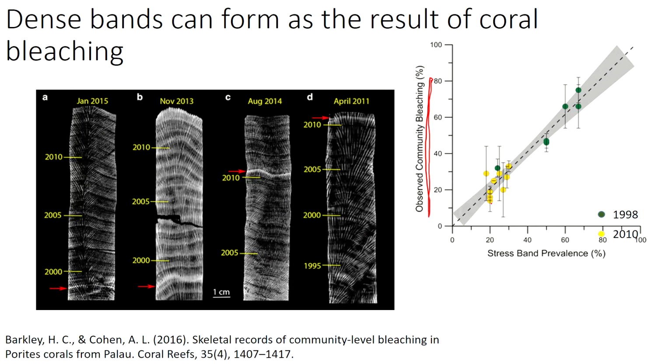And then some years later, people have gone along and taken these coral cores and looked at the occurrence of these high density bands within the corals. And we can see that there's actually a really good correlation between the occurrence of these high density bands and whether that reef experienced bleaching. So we can see here that we get quite a nice correlation between the two.